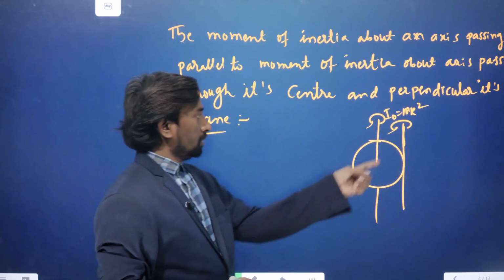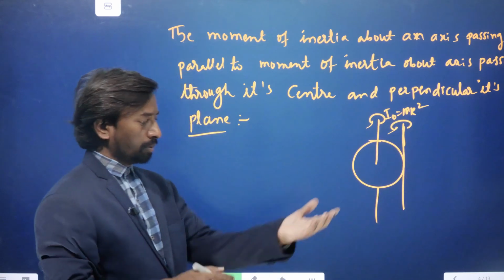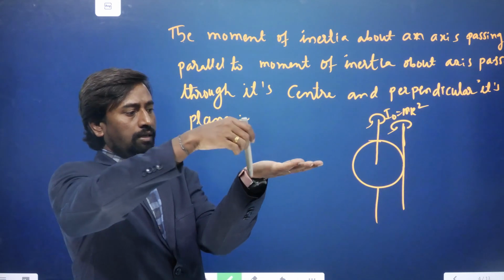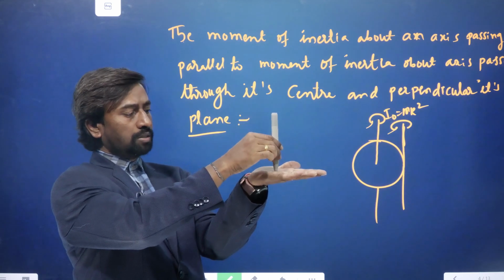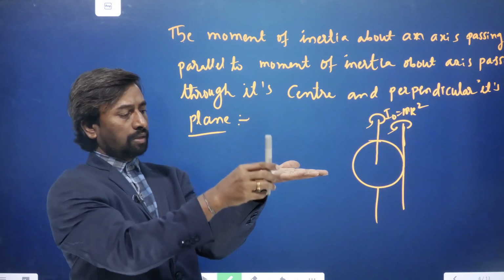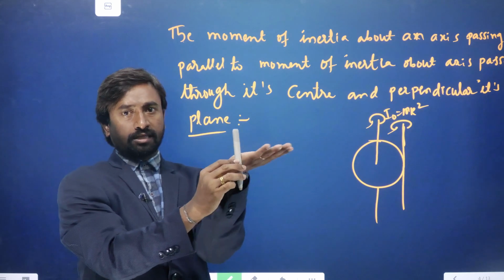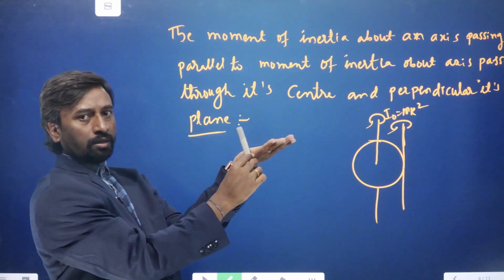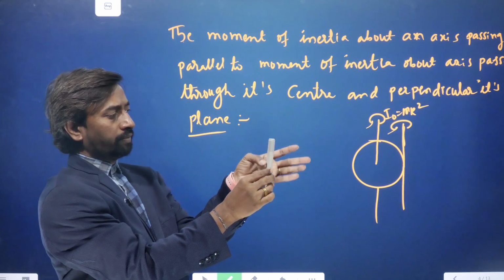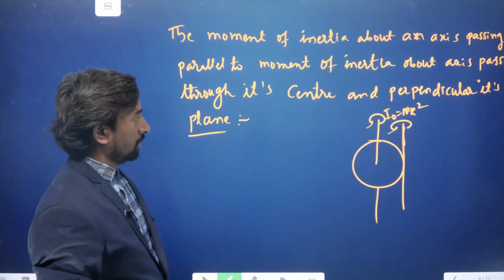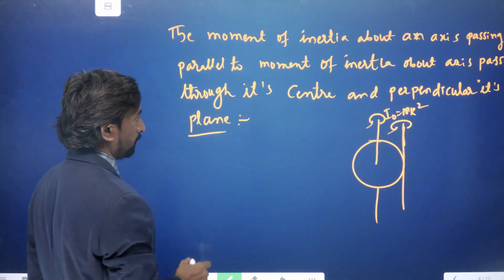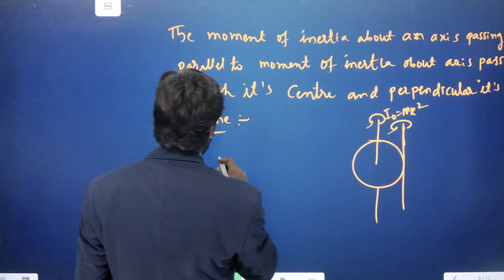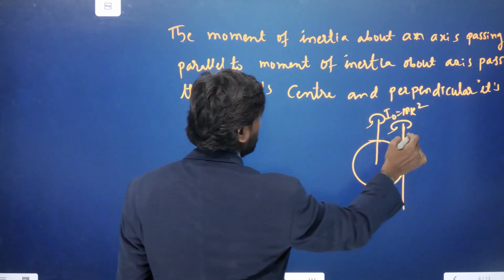Suppose this is the ring. The moment of inertia about the axis through its center, perpendicular to its plane, will be mr square. Now the ring will be rotated about this other axis. To find the moment of inertia about it, these two axes are parallel, so we should apply the parallel axis theorem.